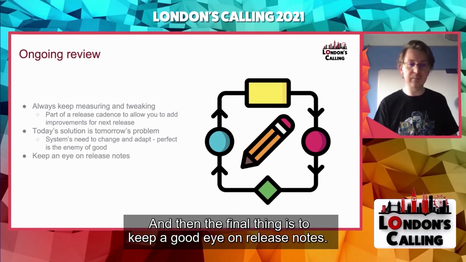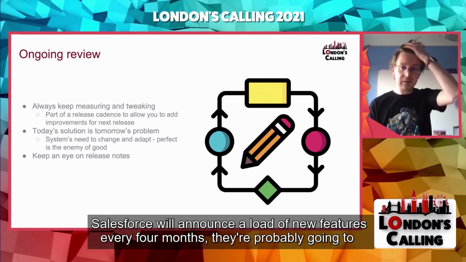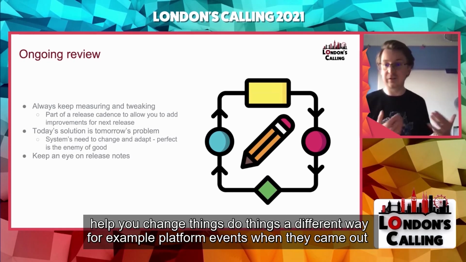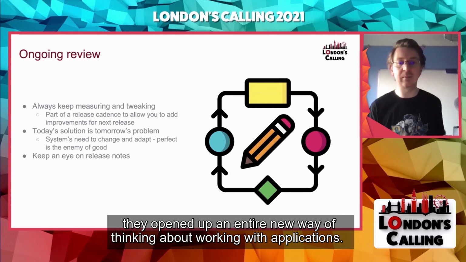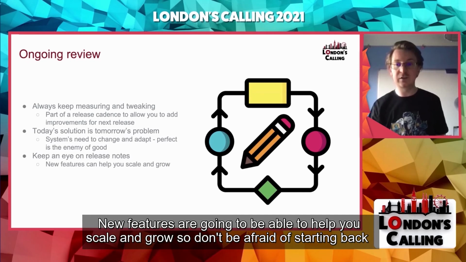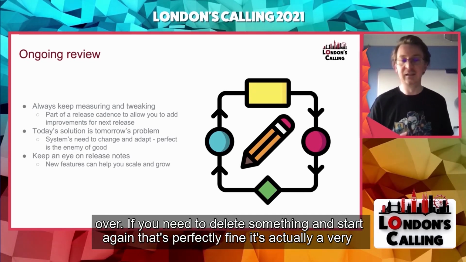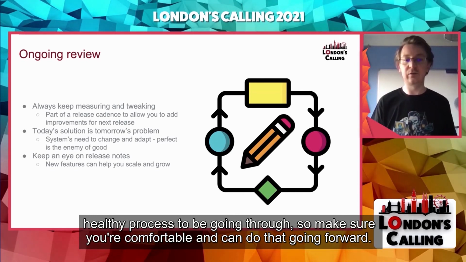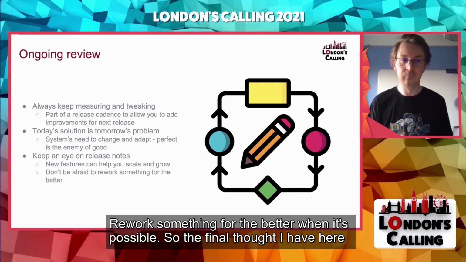And then the final thing is to keep a good eye on release notes. Salesforce will announce a load of new features every 4 months. They're probably going to help you change things, do things in a different way. For example, platform events, when they came out, they opened up an entire new way of thinking about working with applications. New features are going to be able to help you scale and grow, so don't be afraid of starting back over. If you need to delete something and start again, that's perfectly fine. It's actually a very healthy process to be going through. So make sure you're comfortable and can do that going forward. Okay, rework something for the better when it's possible.